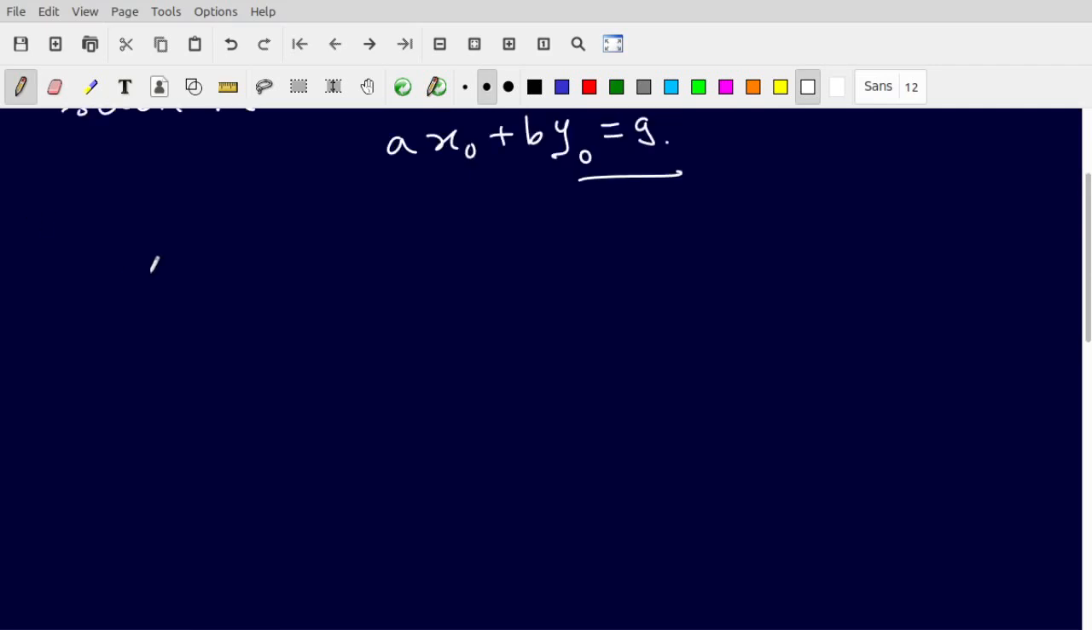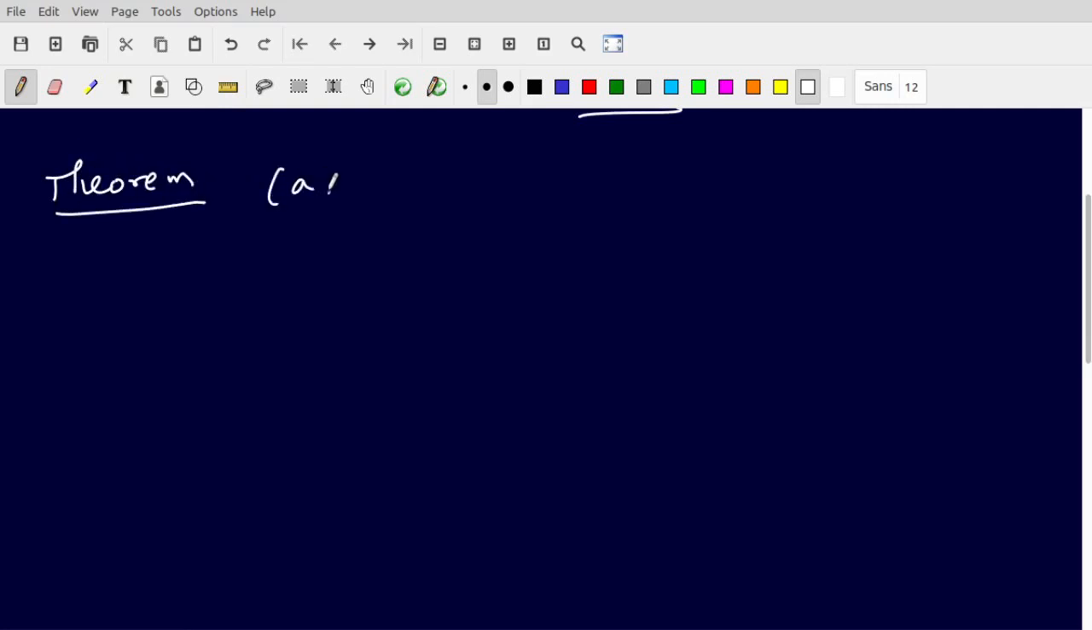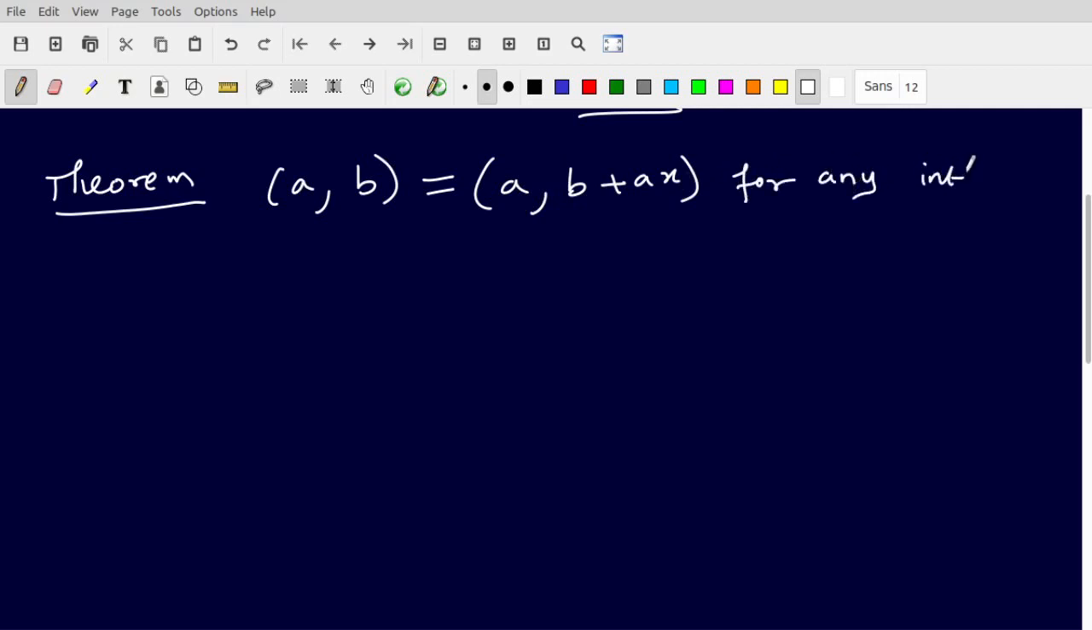Before stating the Euclidean algorithm, we prove the following theorem: the GCD of A and B is the same as the GCD of A comma B plus AX, for any integer x. The proof is very simple. Just using the linear property and the comparison property, we are going to prove this result.